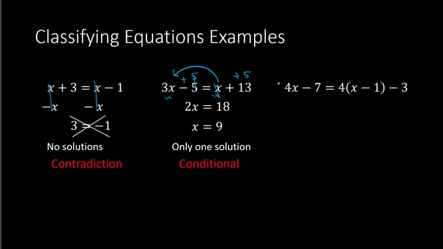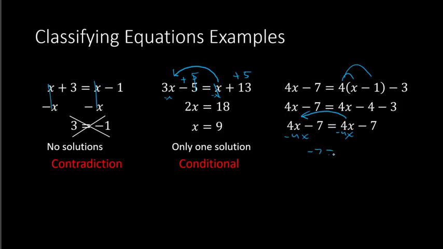One more example. Here we have 4x minus 7 equals 4 times x minus 1 minus 3. So we want to simplify the right side first. We get 4x minus 4, and then minus 3. And then negative 4 minus 3 would be negative 7. So we've simplified the right side. We can bring the 4x to the left side by subtracting 4x.